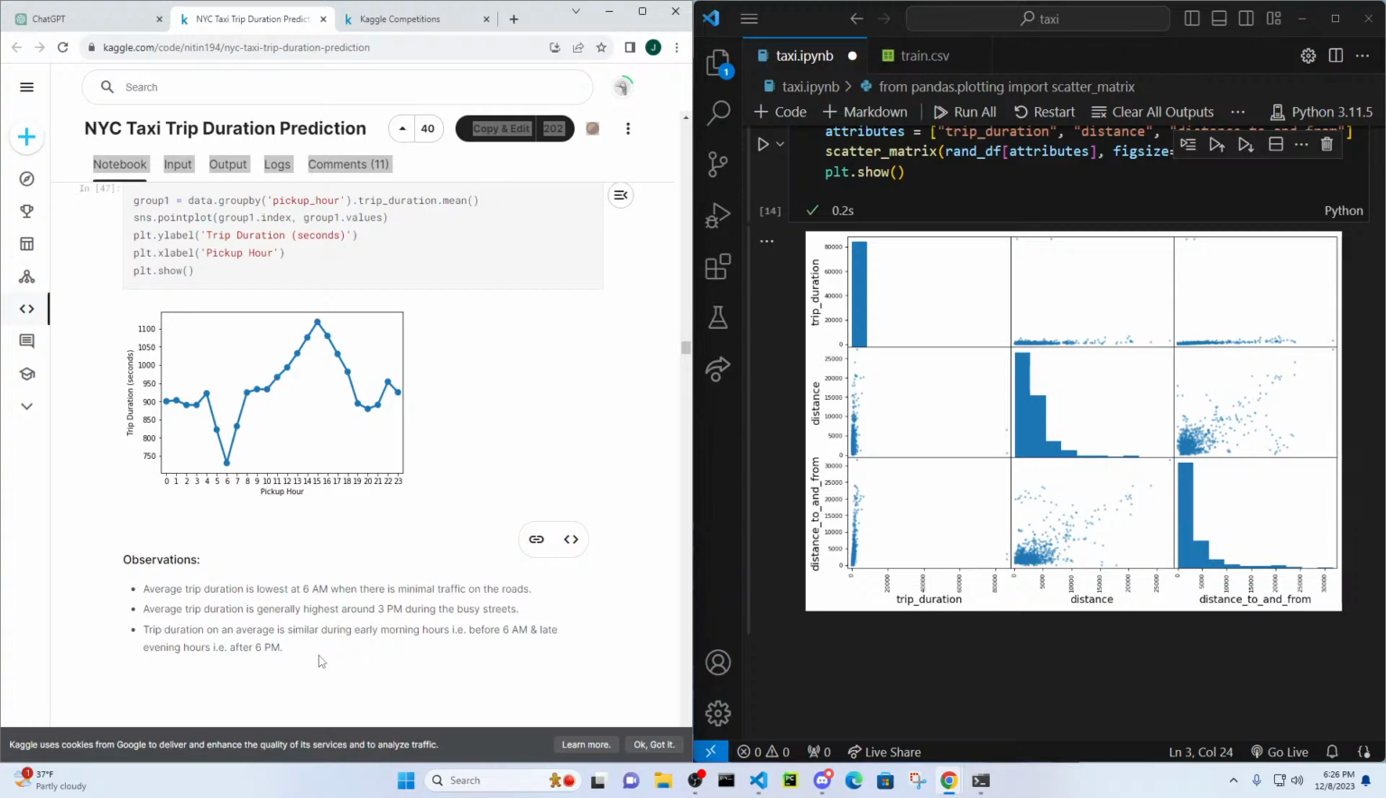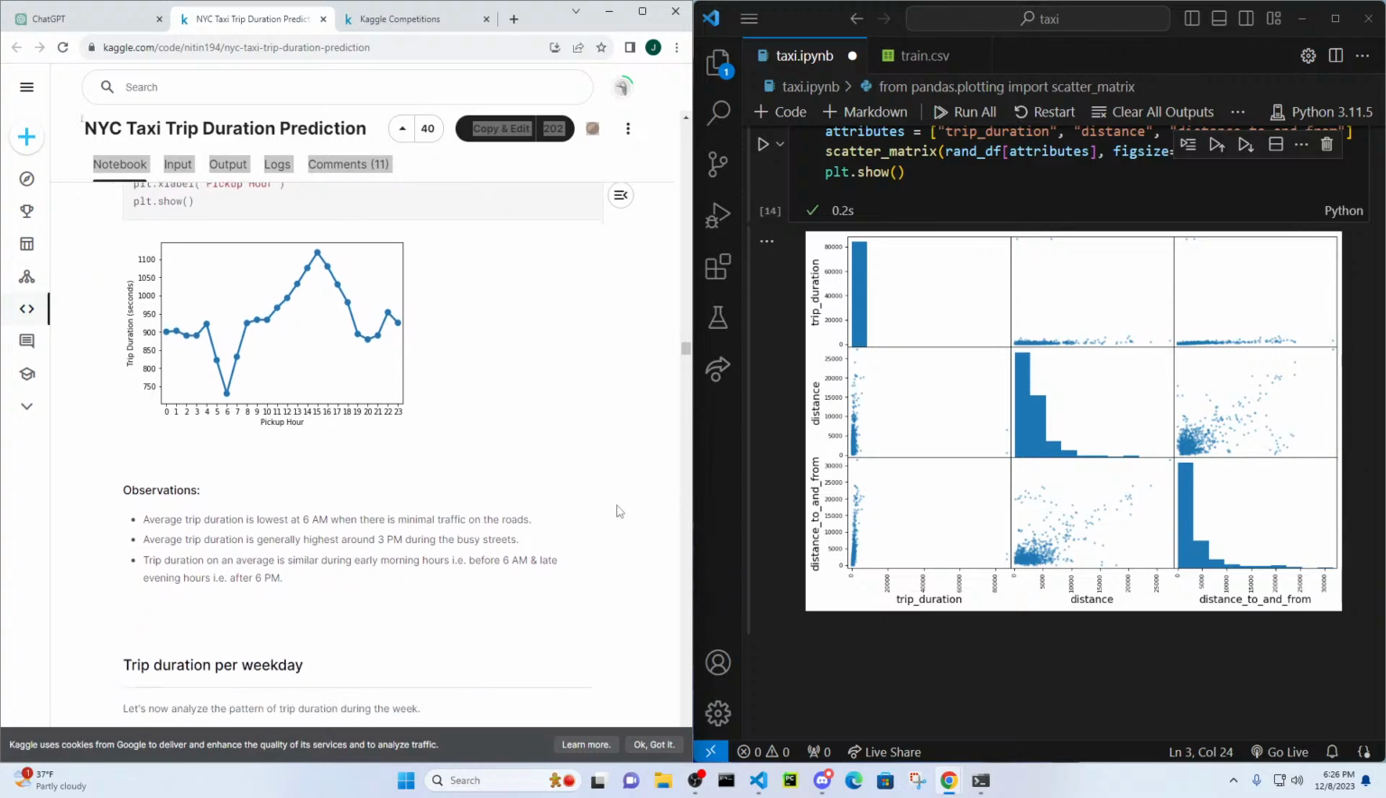Average trip duration is generally highest around 3 p.m. during the busy streets. Trip duration on average is similar during early morning hours, all these early morning hours before 6 a.m., and late evening hours after 6 p.m. Yeah, so you can see they're all ranging from like 900, all in that area, except for the spikes at 3 and the drops at 6. That makes sense.